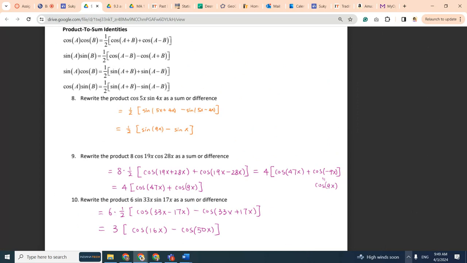And number 10, 6 remains there. Sine cosine is the second formula. So you plug in the formula and you see 33x minus 17x is 16x, and 33x plus 17x is 50x. Is that okay, everybody?